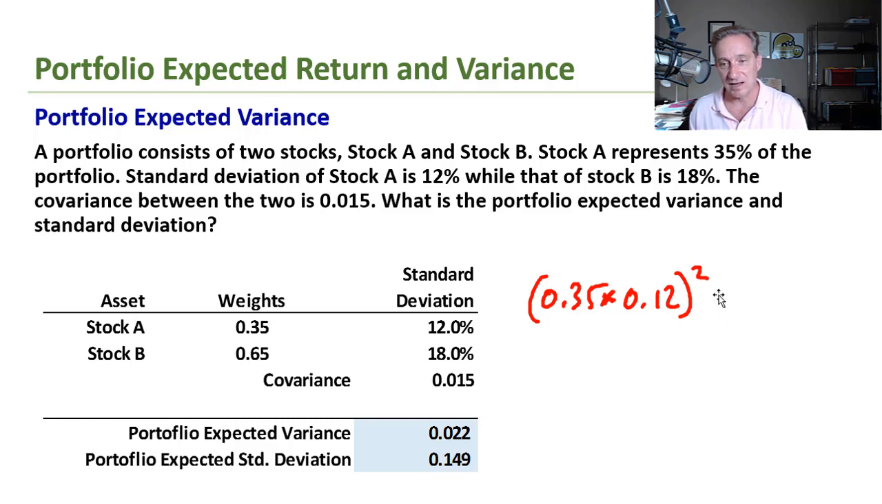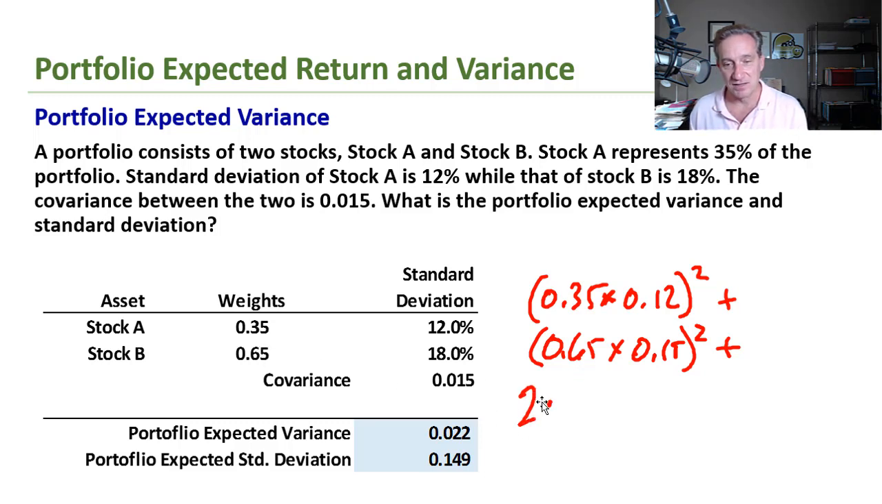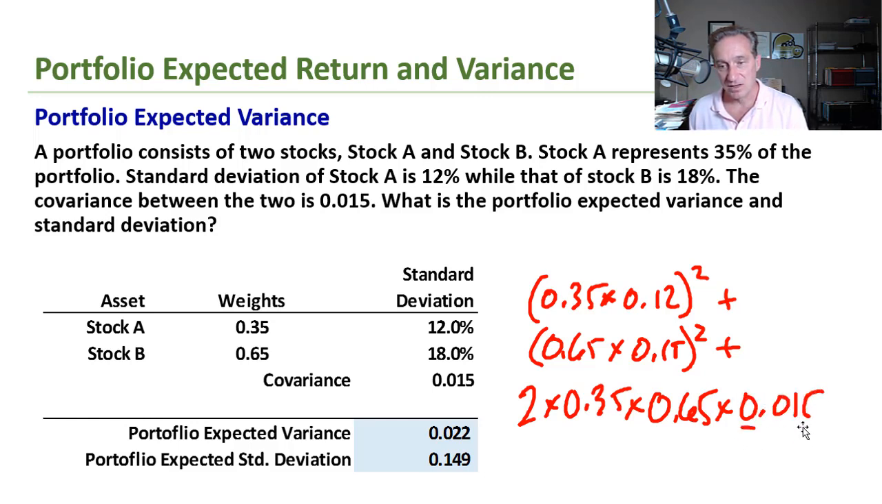Then I'm going to add, same thing for stock B, 0.65 multiplied by 0.18. I'm going to make sure to square that. And then I'm just going to add what I think of as that diversification term. I need to make sure I remember that it has a 2 in front. And then I have the weight, 0.35, times the 0.65 multiplied by what? Covariance, 0.015.